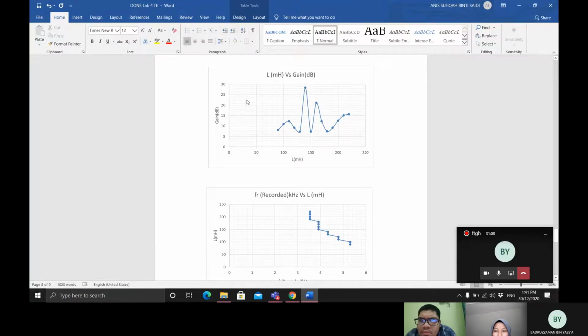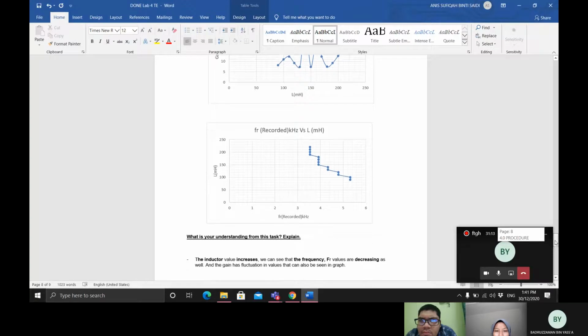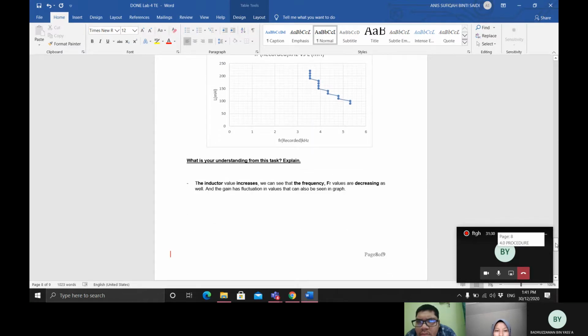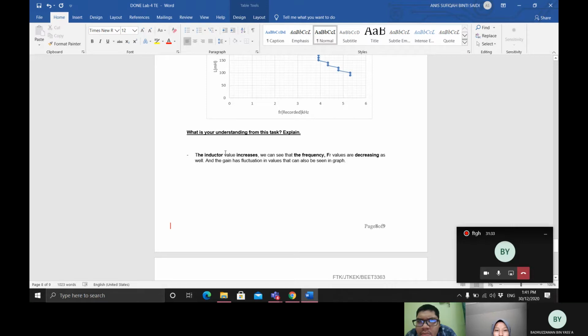And for the second graph, frequency over L, as we can see here, at the minimum value of L, which we can take at 100, the frequency value becomes bigger. So for this part, we can conclude that when the inductor value increases, the frequency decreases, and the gain has a fluctuating value that can also be seen in the graph.